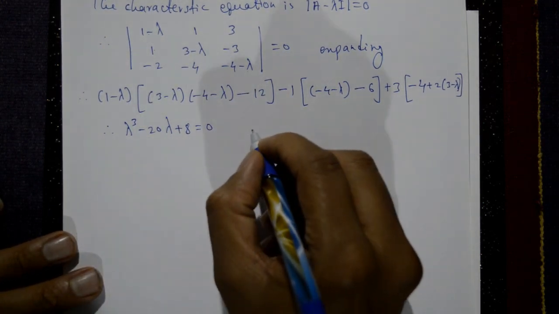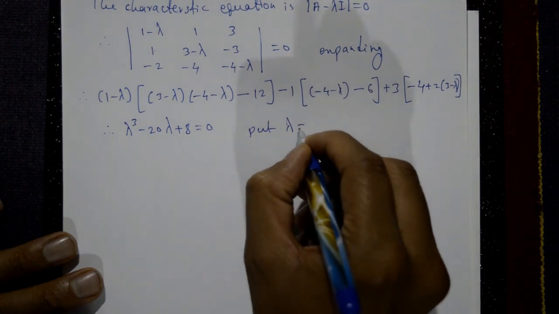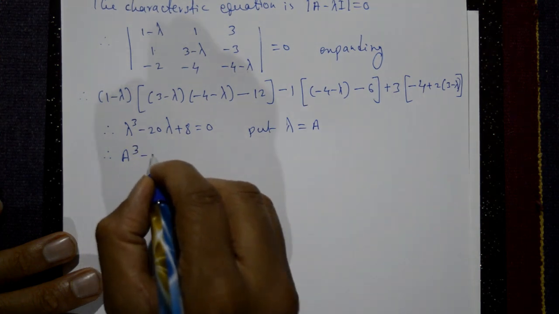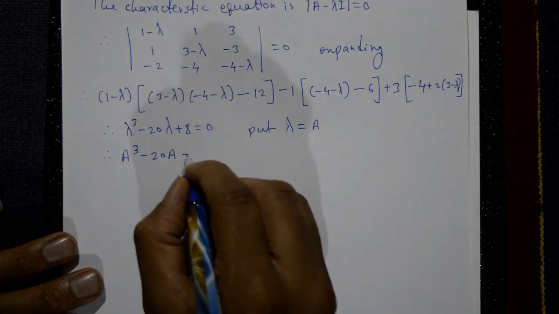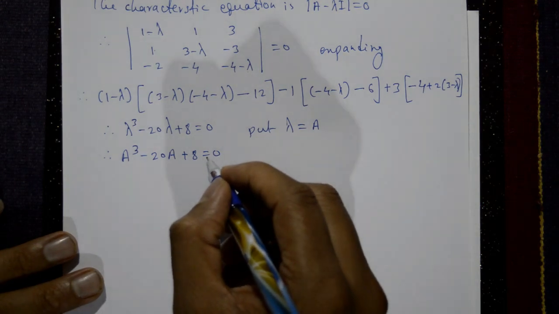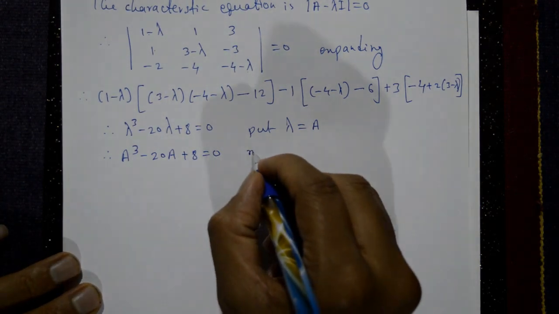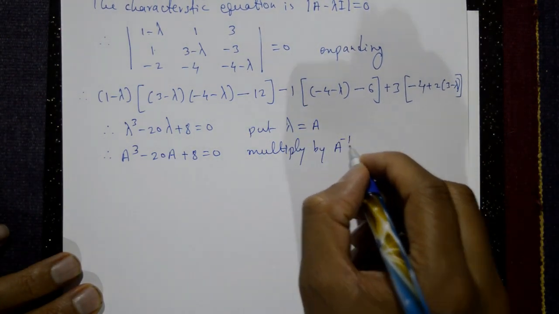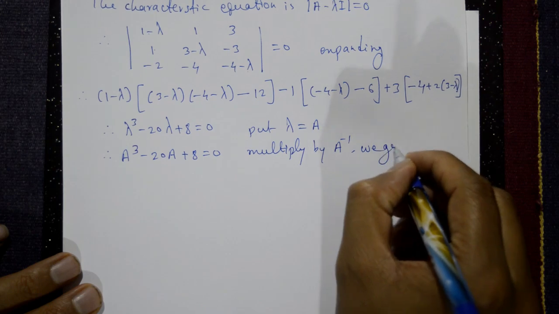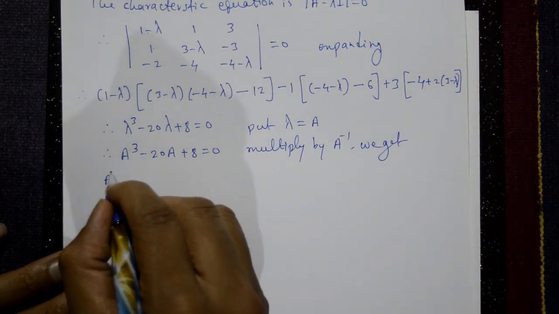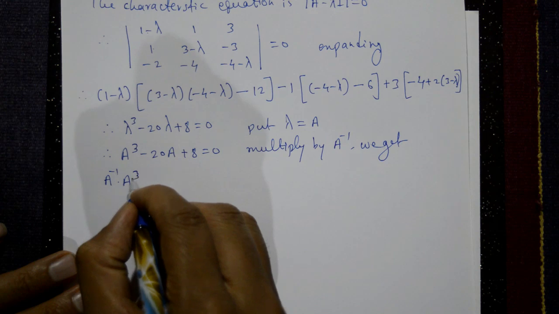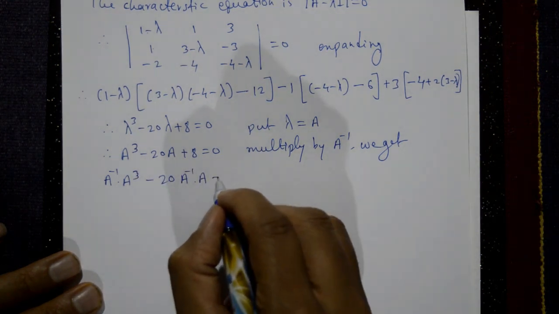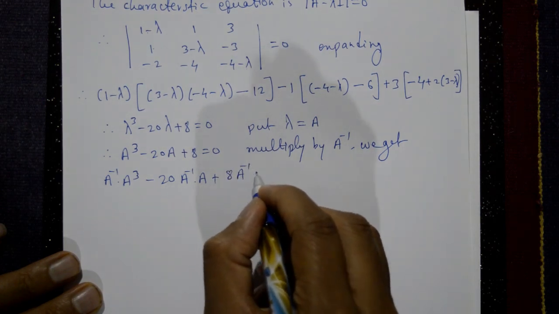By Cayley-Hamilton theorem, put lambda equal to A. Therefore A cube minus 20A plus 8 equal to 0. Then after that, multiply by A inverse. So we get inverse of A into A cube minus 20 into inverse of A into A plus 8 A inverse equal to 0.